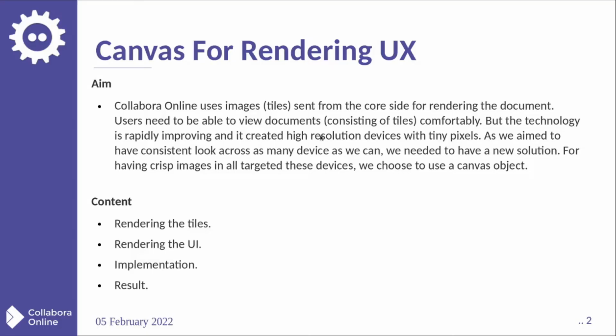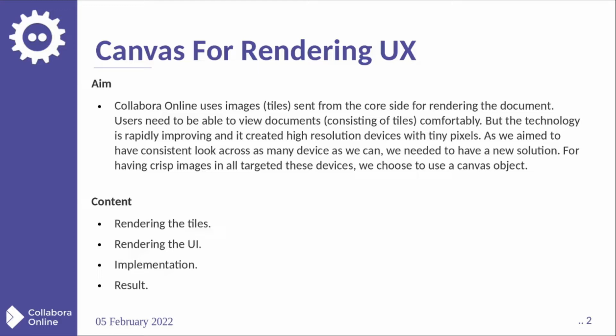I am Gökay Şatır. I will be presenting why we are using a canvas object, how we are using it, and what results we get at the end. Collabora Online, as you know, uses images sent from the core side for rendering the documents. Users need to be able to view documents comfortably, but technology is rapidly improving and has created high-resolution devices with tiny pixels. As we aim to have a consistent look across as many devices as we can, we needed a new solution. For having crisp images on all targeted devices, we chose to use a canvas object.